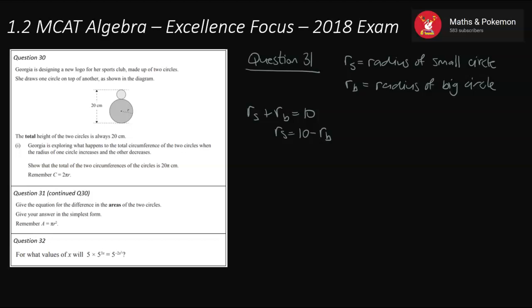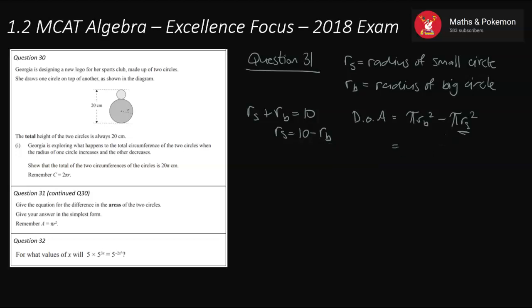We now need to think about the difference in areas. So I'm going to call it difference of areas. That's going to be equal to the area of the big circle minus the area of the small circle. So that's going to be pi r big circle squared minus pi r small circle squared. So we're subtracting the small circle from the big circle to find the total difference. And what I also know is I know RS in terms of RB. So I'm going to substitute that in to here.